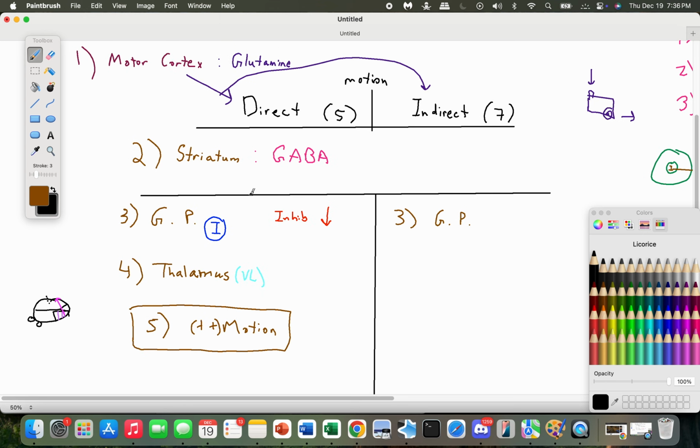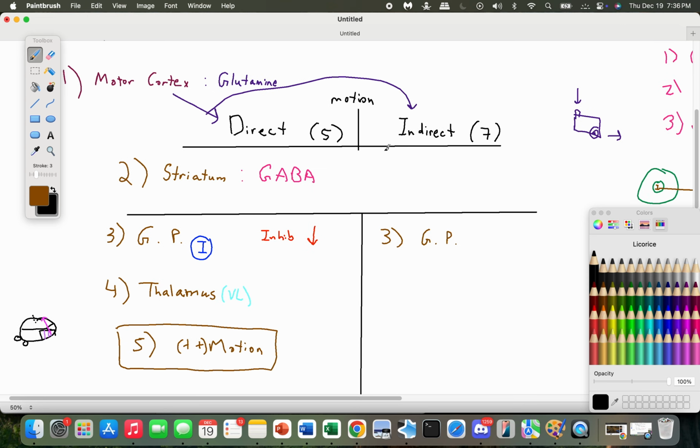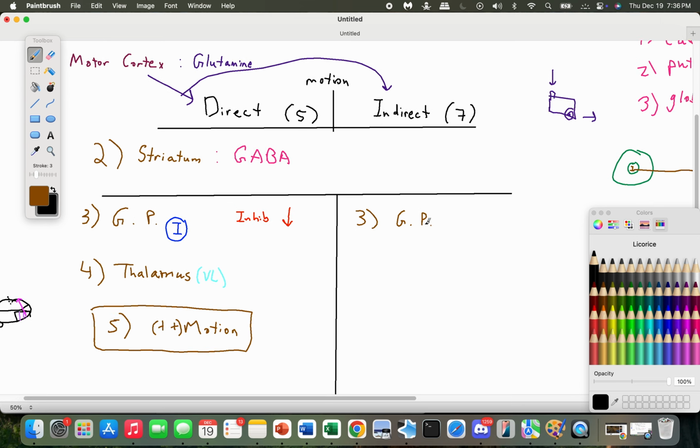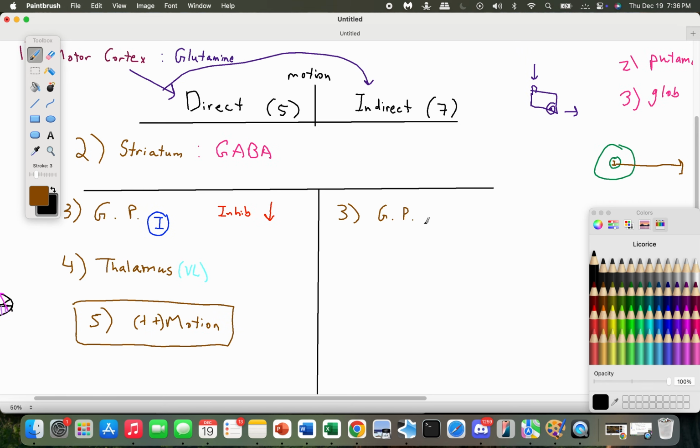Okay, now we're done with the direct. Let's do the indirect pathway. The indirect pathway has the same 2 steps as the direct pathway. You're going to have initiation from the motor cortices, then you're going to have excitation through the striatum, and then the striatum is going to send this inhibitory signal through GABA, and then we're going to talk to our globus pallidus. And remember how I told you this is a double negative system? Well, the indirect pathway will actually talk to the external part of the globus pallidus.